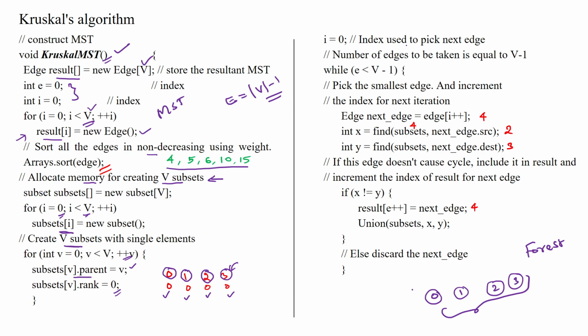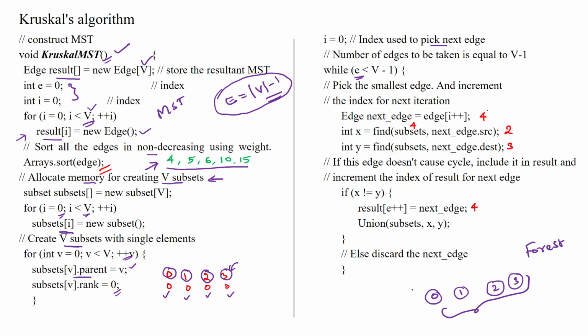Then we are going to pick the next edge. The number of edges should be less than the number of vertices minus 1, and only then will it not form a cycle. So here we are going to select the next edge. The minimum edge is already sorted out, you look at this, it is sorted. From that we are going to select the minimum edge.